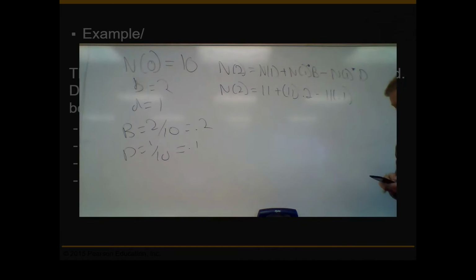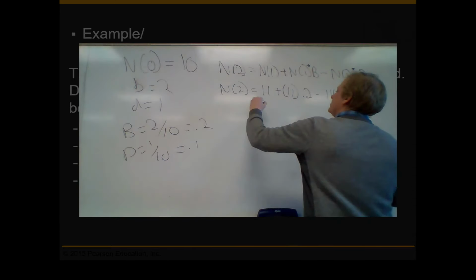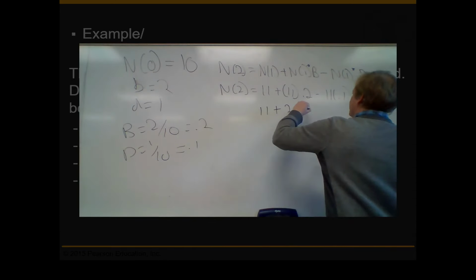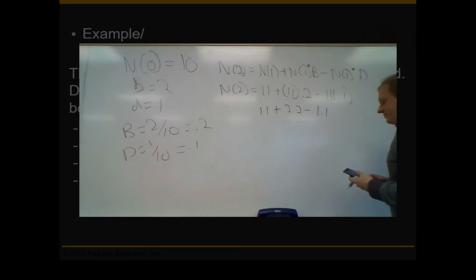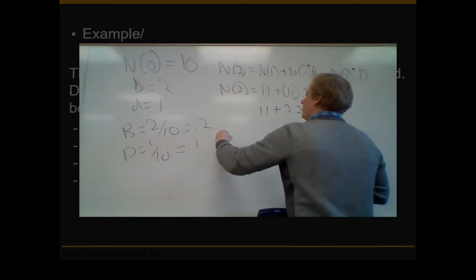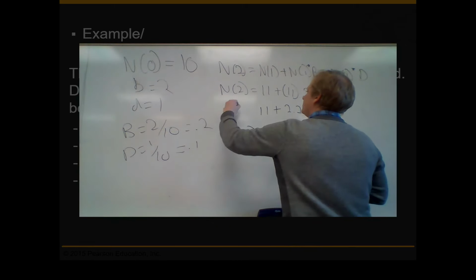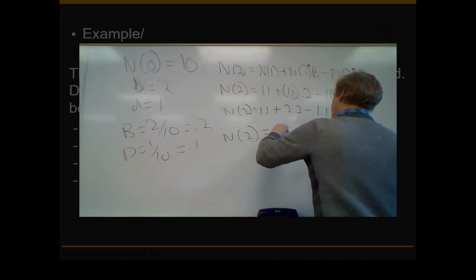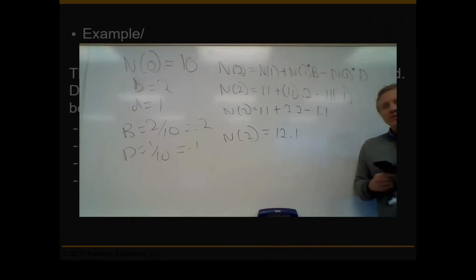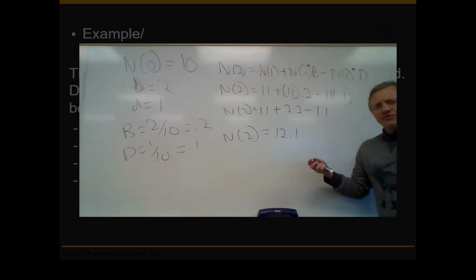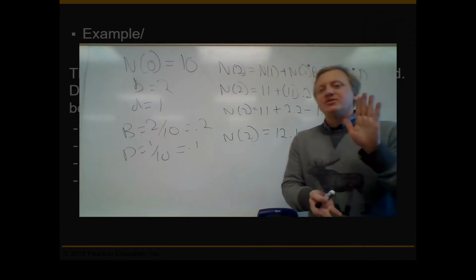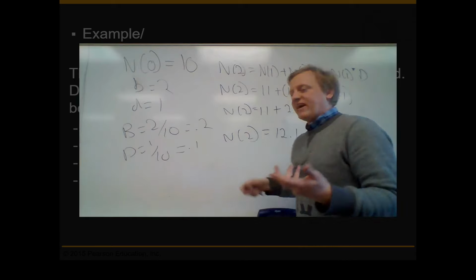So let's see what this actually is supposed to look like. 11 times 0.2. I should have been able to do that math in my head. It's okay. 11 plus 2.2 minus 1.1. So the number in theory that we should have at day 2 should be 12.1. Okay, so again, this is going to wind up being exponential. So this number is going to start getting larger and larger, faster and faster.